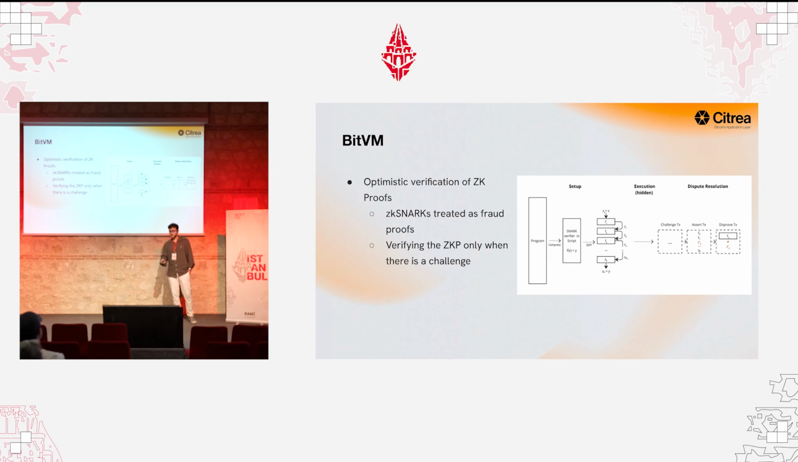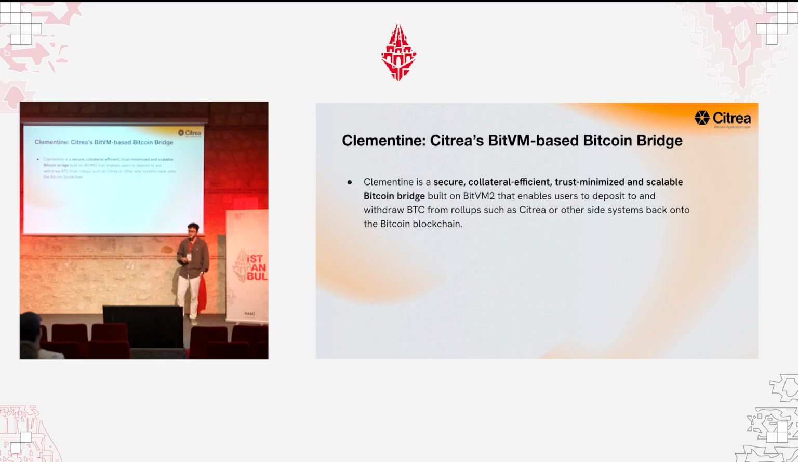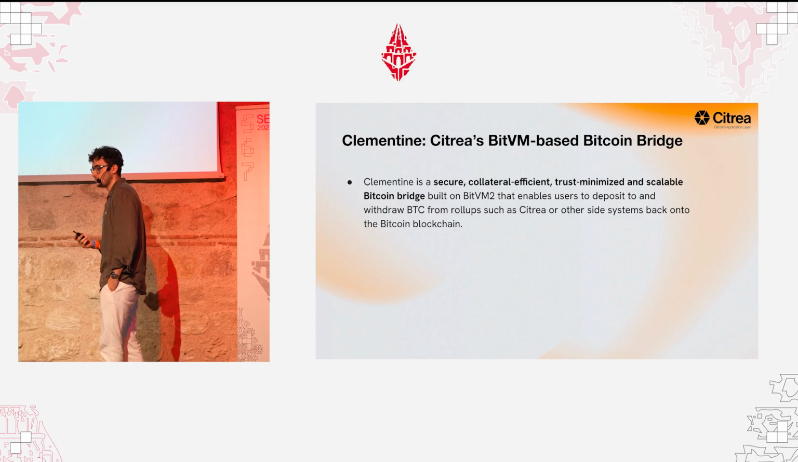And what happens is you send a disprove transaction that shows on-chain, and runs the part of that ZK verifier on-chain, with the intermediary values. And if there's something wrong, the other guy is burnt. So that's BitVM, right? What we get is an optimistically verified ZK proof system. We built Clementine on top of BitVM too.